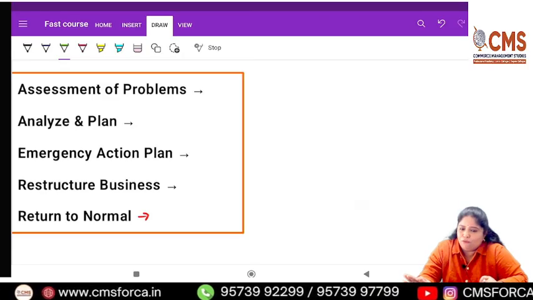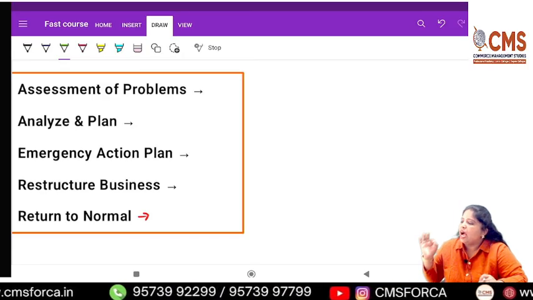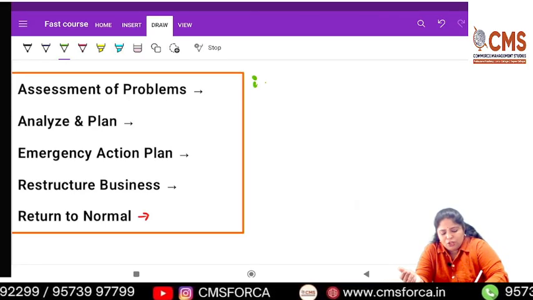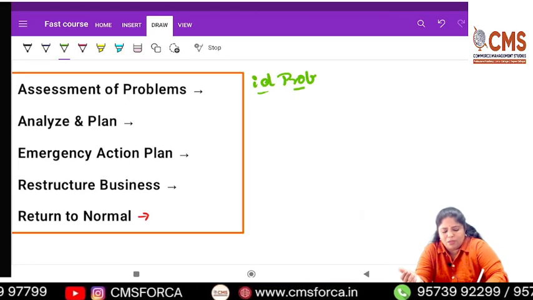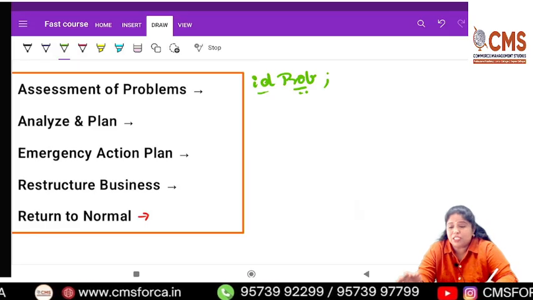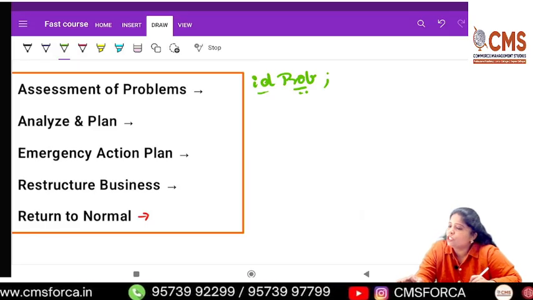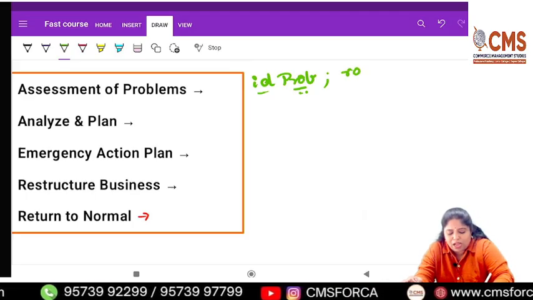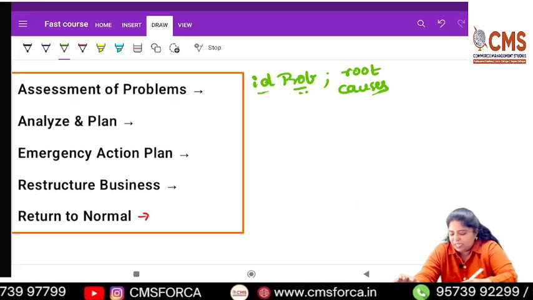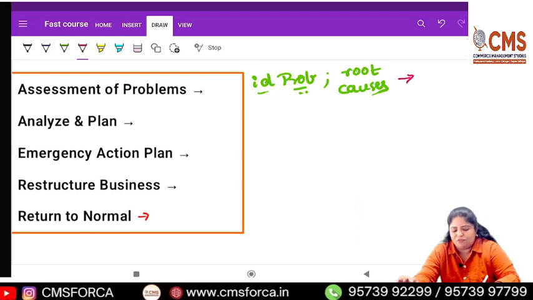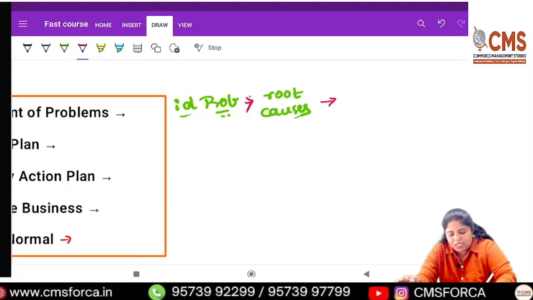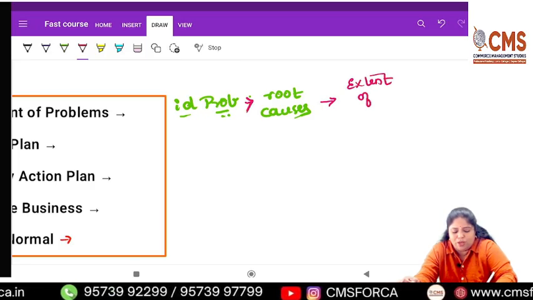Now, the first step of turnaround strategy: you start with assessment of problems. What do you mean by assessment of problems? You try to identify the problems. Is it enough if you identify the problem and stop there? You should be eliminating the problem from its roots, right? So you should also be aware of what the root causes for the problem are. So you identify the problem, identify the root cause for the problem, and try to assess the extent of damage you have seen because of the problem.